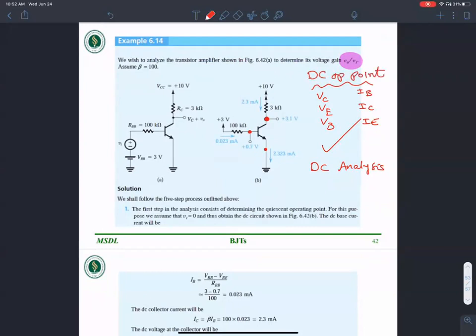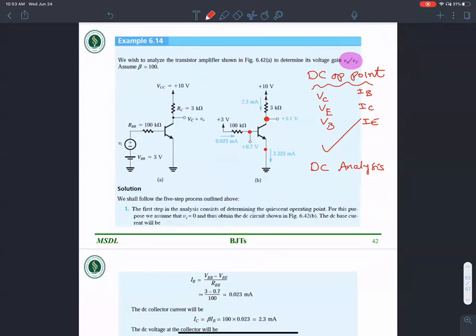Okay, the DC operating point is the values. When somebody asks you to find the operating point, what they're asking you to do is to give the values for all of these terminal voltages and branch currents. Okay, good.